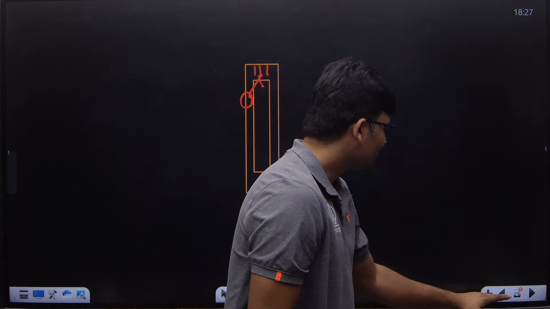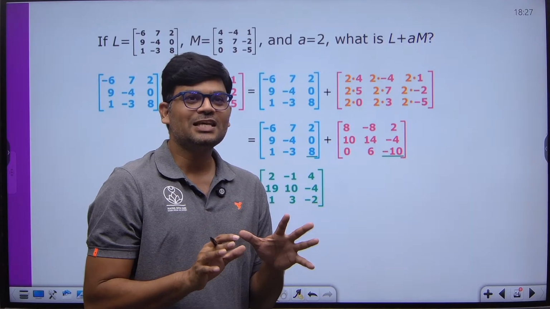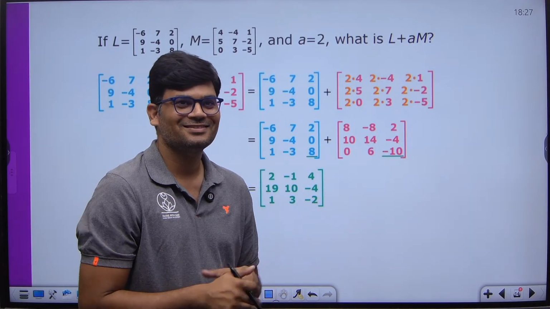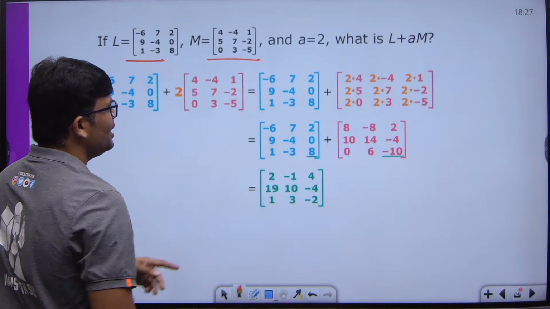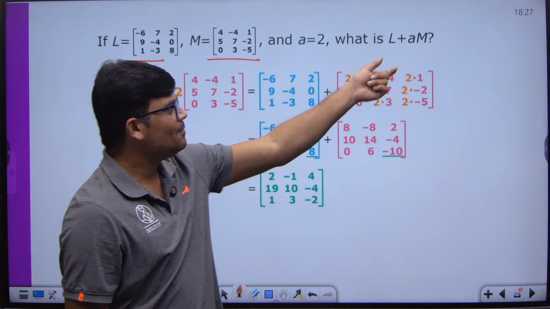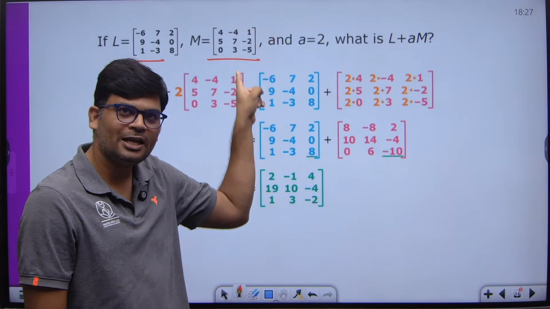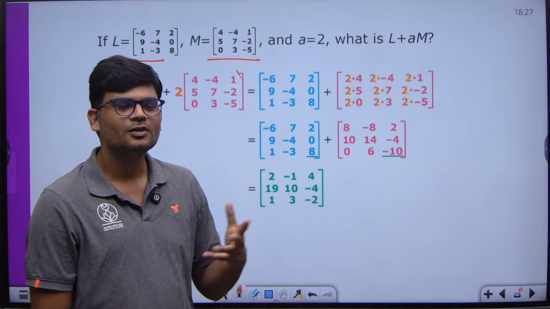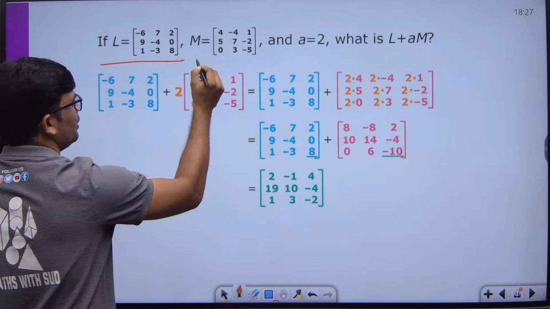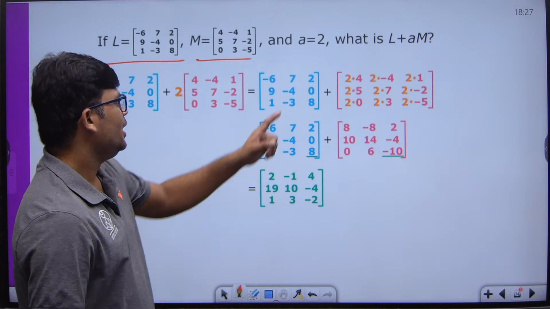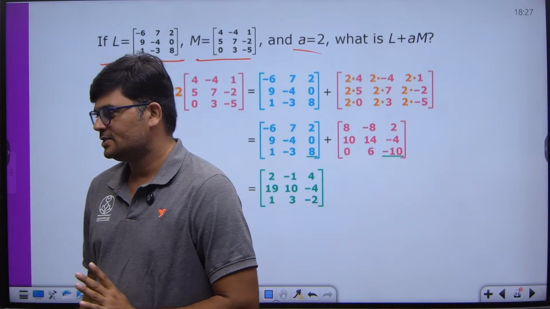Okay. What should be considered is also important. That will save your time, by not looking at other things. I understand. Okay. So L is this, M is this, and A is 2. You need to find L plus AM. So first you can find AM. You will multiply 2 by all the elements of M. Why don't you do this: write L in your notebook, M in your notebook, and then A as 2, and then find L plus AM. That's it.